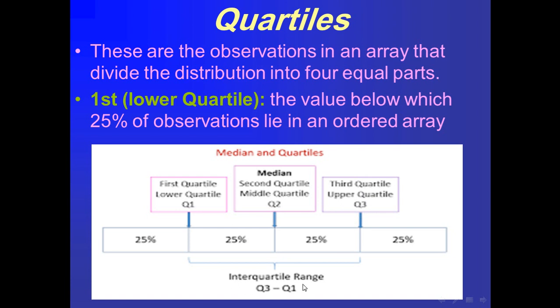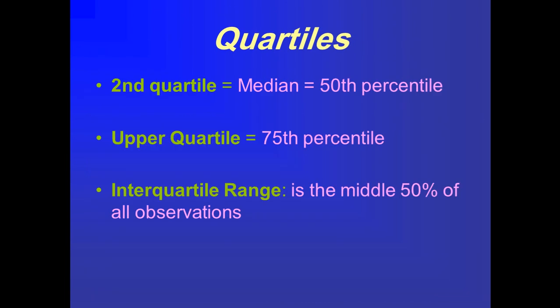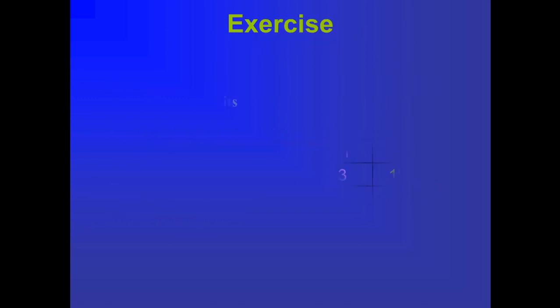What about the interquartile range? It is Q3 minus Q1, and it is equal to 50% of the total observations. This is regarding the quartiles. And as we see here, the second quartile is the median, and we call it the 50th centile. The upper quartile is the 75th percentile, and as we say, the interquartile range is the middle 50% of all observations.